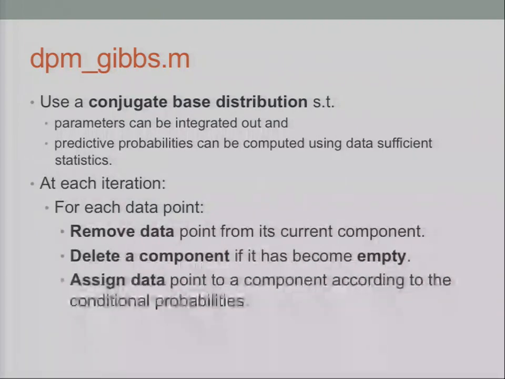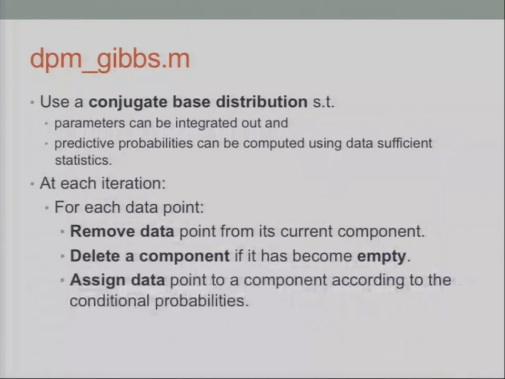Okay, so of course we're not tied to using conjugate base distributions, but things become a little more tricky when you want to use non-conjugate models. And that's why here I'm going to be talking only about how to do inference for the conjugate case. So in Gibbs sampling, what you do at each iteration is for each data point, you remove the data point from its current component. So you start off with some initialization of a number of components with assignments of data points to different components.